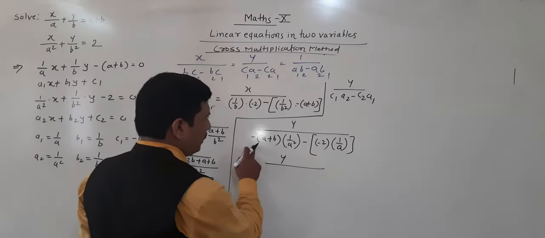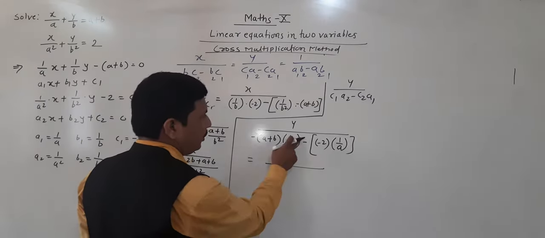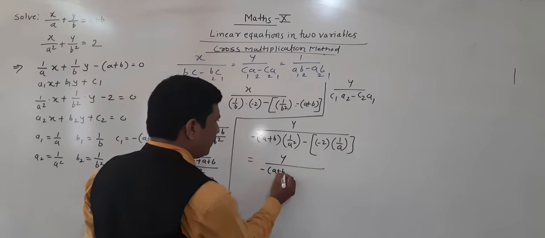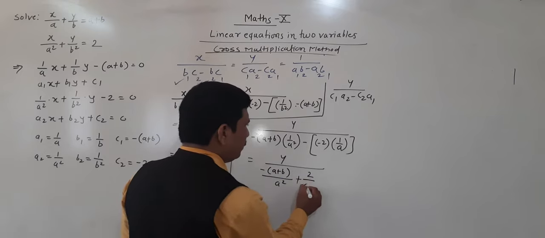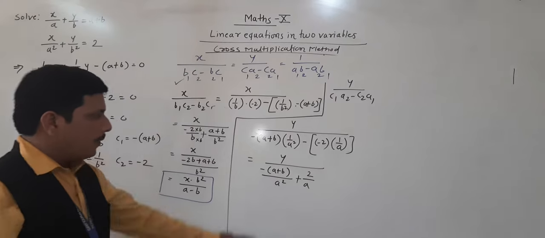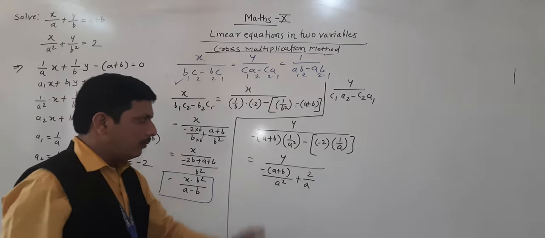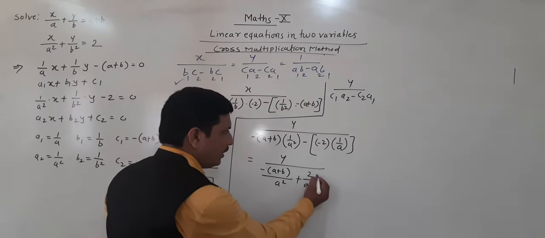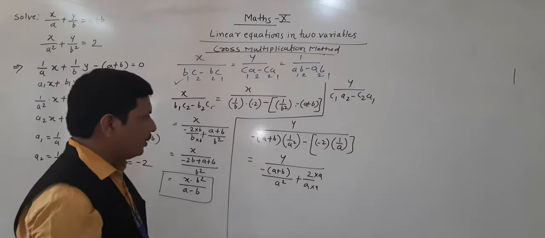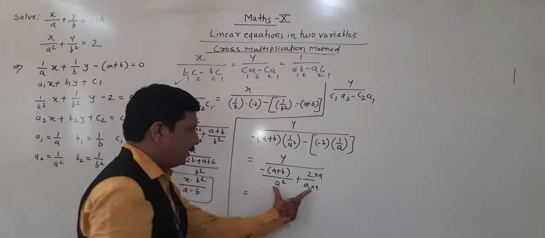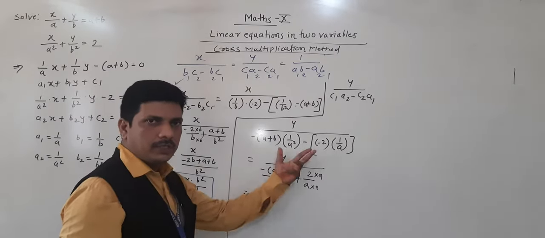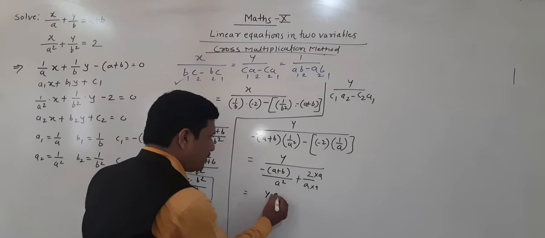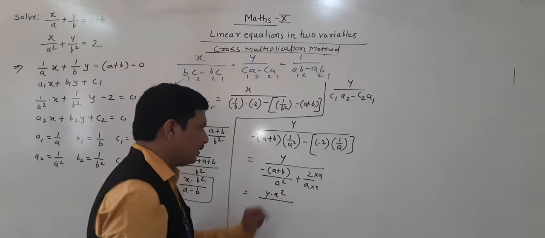So what I will get here: minus (A plus B) into 1 will be minus in bracket A plus B upon A square. This minus minus will change into plus, so we will get 2 upon A. Now we need to make the denominator the same, so we will multiply here by A and here also by A. So we will get further 1, and this denominator will be A square. A square will multiply with 1, multiplication with reciprocal.